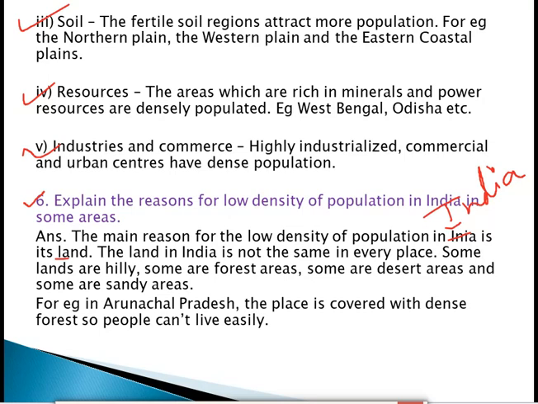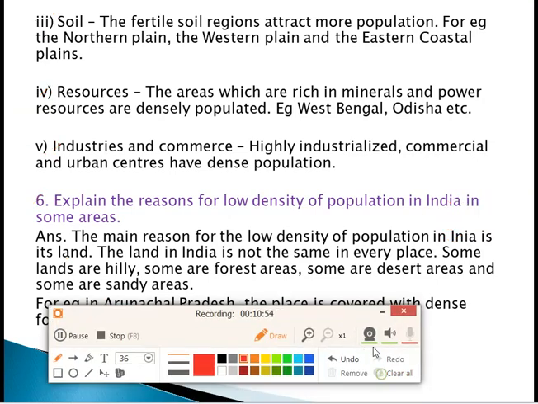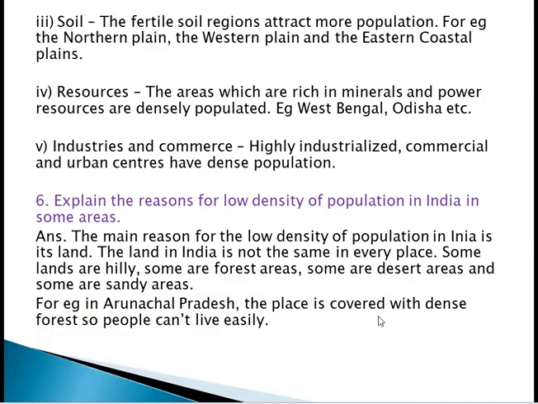We have given an example over there that Arunachal Pradesh is a place which is covered with dense forest. So people can't live over there. They cannot live a happy life over there. So this is a factor by which in some of the places the density is less.